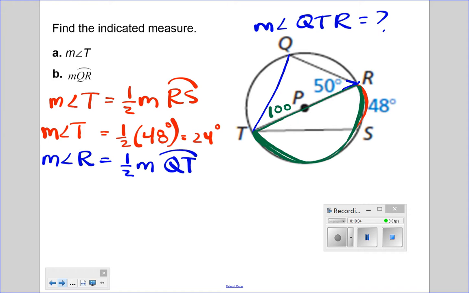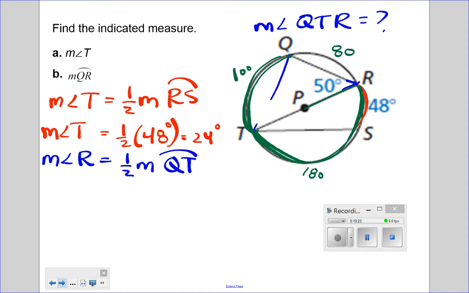I'm getting that. Okay, so that arc is 100. That arc's 100. Okay, I can agree with that. And you know that's 180, so 360 minus 280. Oh, so this has to be 80. Yes. Alright, cool.